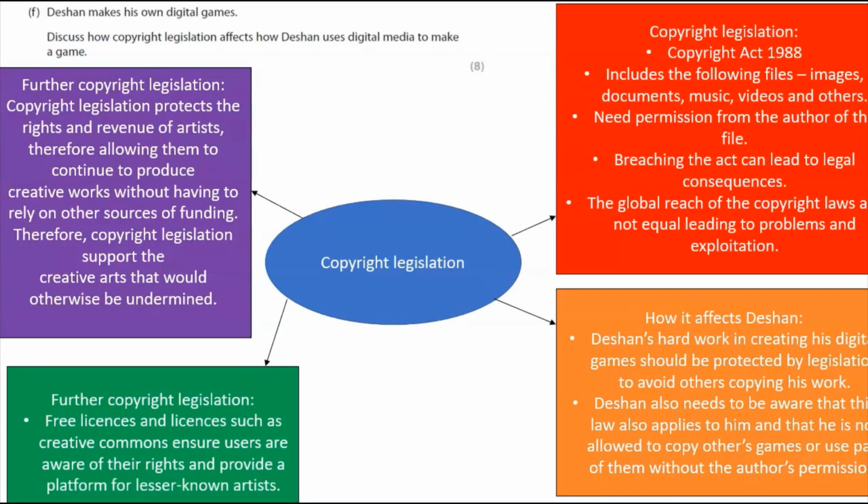Further, copyright legislation protects the rights and revenues of artists, therefore allowing them to continue to produce creative works without having to rely on other sources of funding. Therefore, copyright legislation protects the creative arts that would otherwise be undermined. So it's protecting artists who've created their work and allows more artists to come through and create other work. If there wasn't copyright legislation, then work would just be copied and artists wouldn't be protected from that.